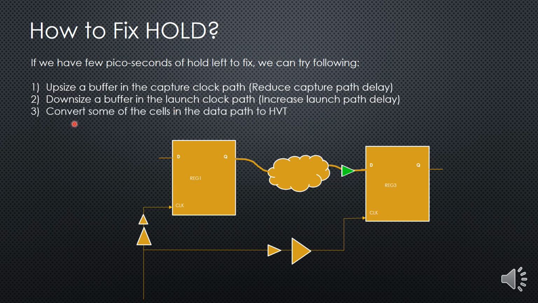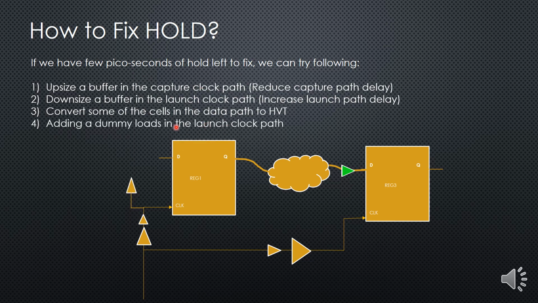We can convert some of the cells in the data path to HVT. If we have some cells in the data path and we convert them to HVT, that is going to increase the cell delay, and which is going to address the few picoseconds of hold violated.